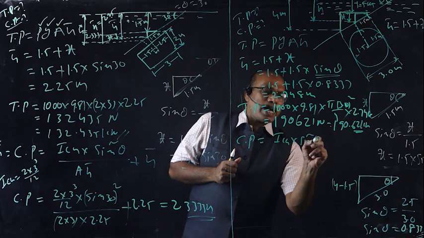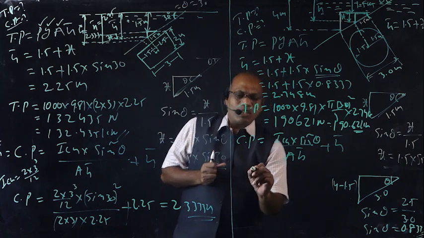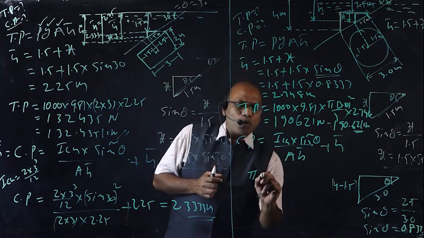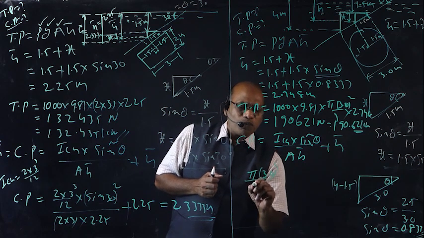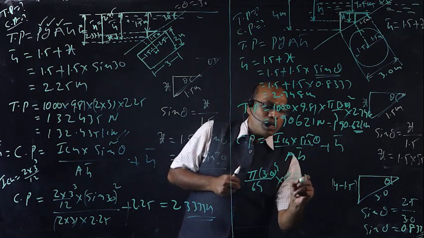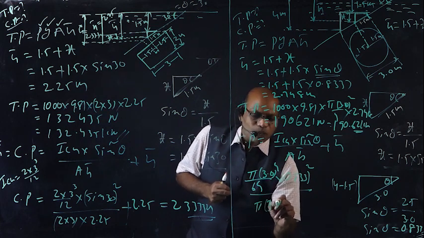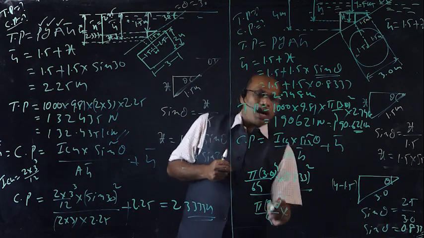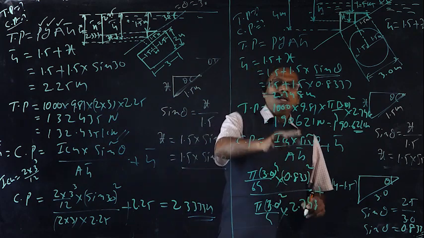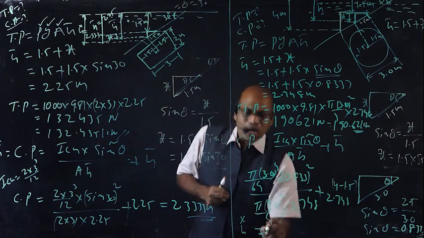Now, center of pressure is equal to I CG into sin square theta divided by A h bar, plus h bar. Therefore, I CG in case of a circle, moment of inertia about the centroid, is pi d power 4 by 64, that means 3.0 pi d power 4 by 64, into sin theta value 0.833 square, divided by A, that is pi d square by 4, into h bar, already determined as 2.748, plus h bar is 2.748.